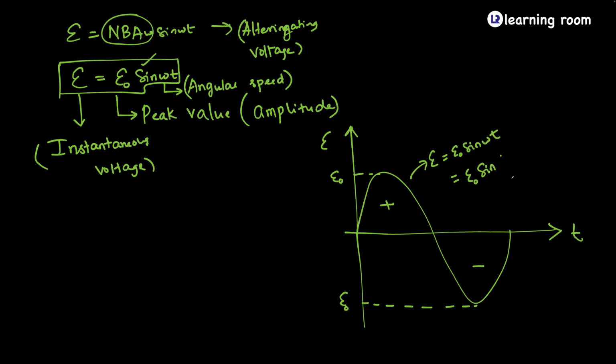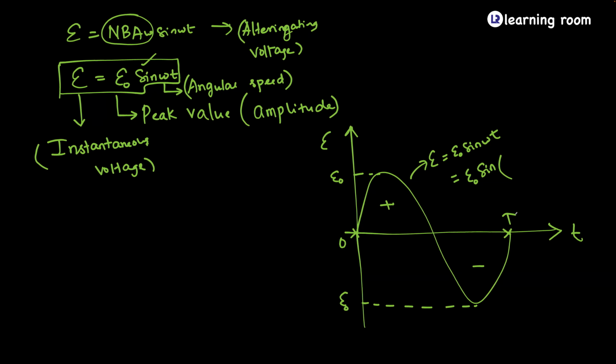The other point that we can make a note of from here is E naught into sine of, how can you write omega in terms of time period? First, we should know what the time period is. Time period is the time taken to complete one full oscillation, right? The time taken by this wave to travel from here to here is called one time period. And what do you mean by frequency?